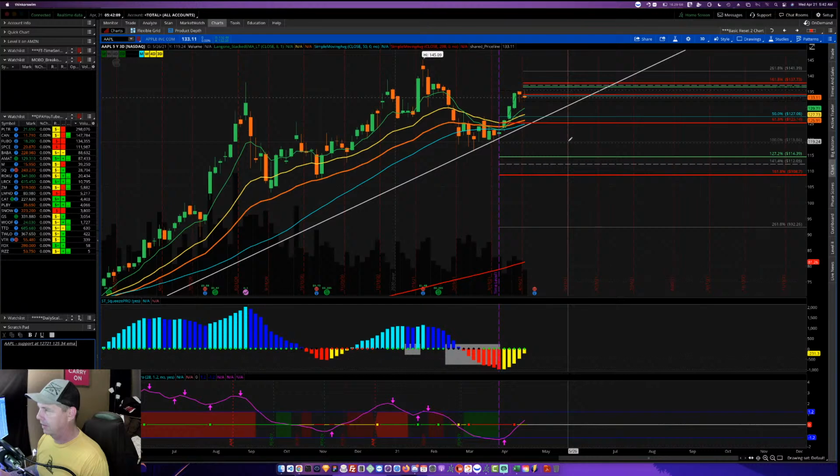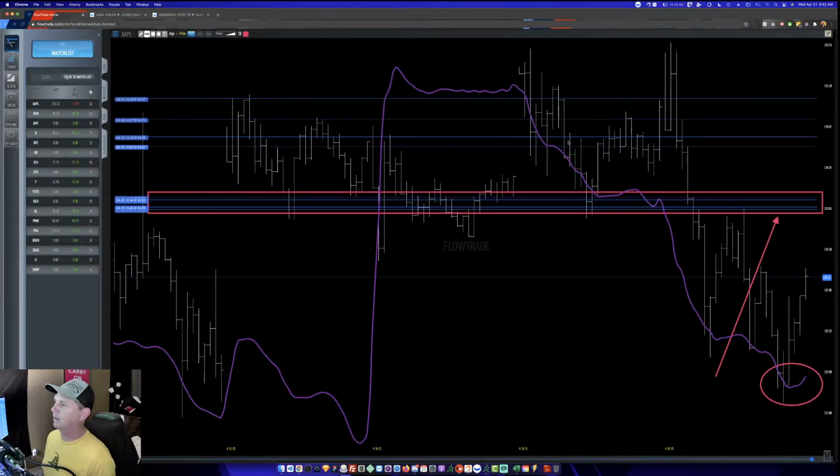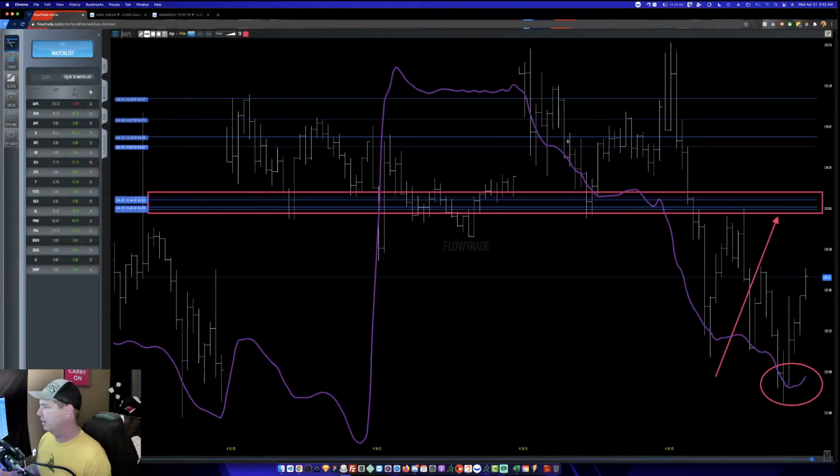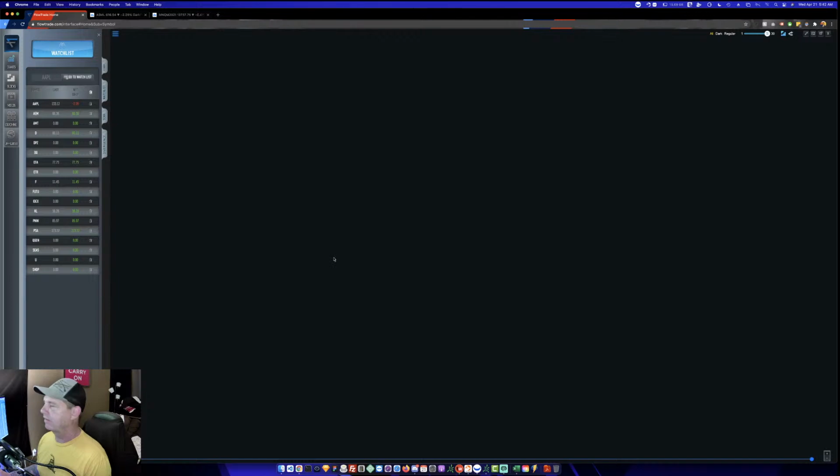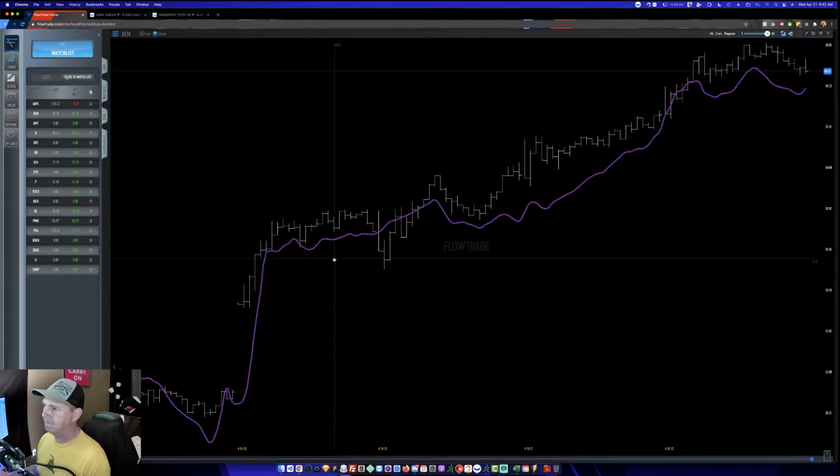For the next move upwards. Algo is curling up. So, all right, I'm going to get through some of these a little quicker. AEM is another one that I found. So you can see we've got a nice trend. The Algo is currently buying.